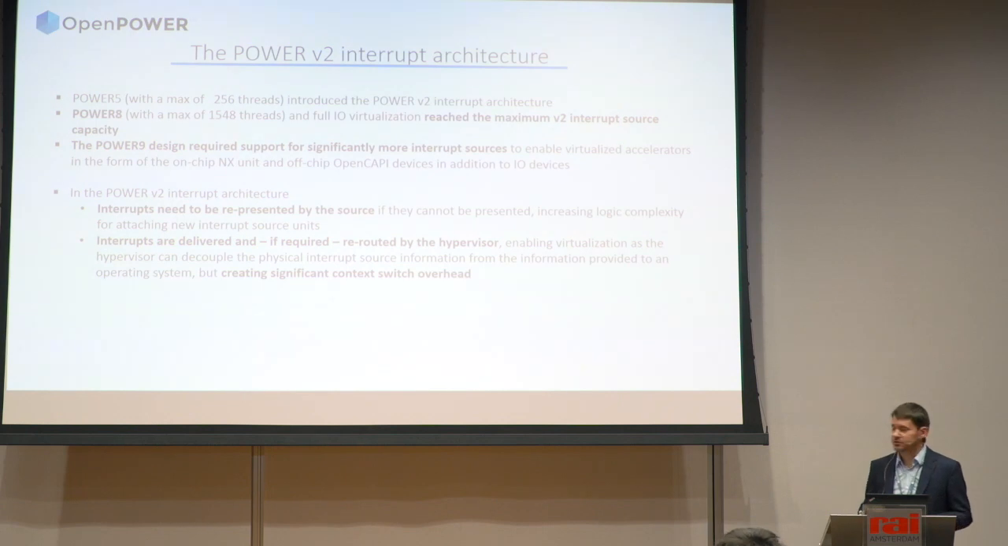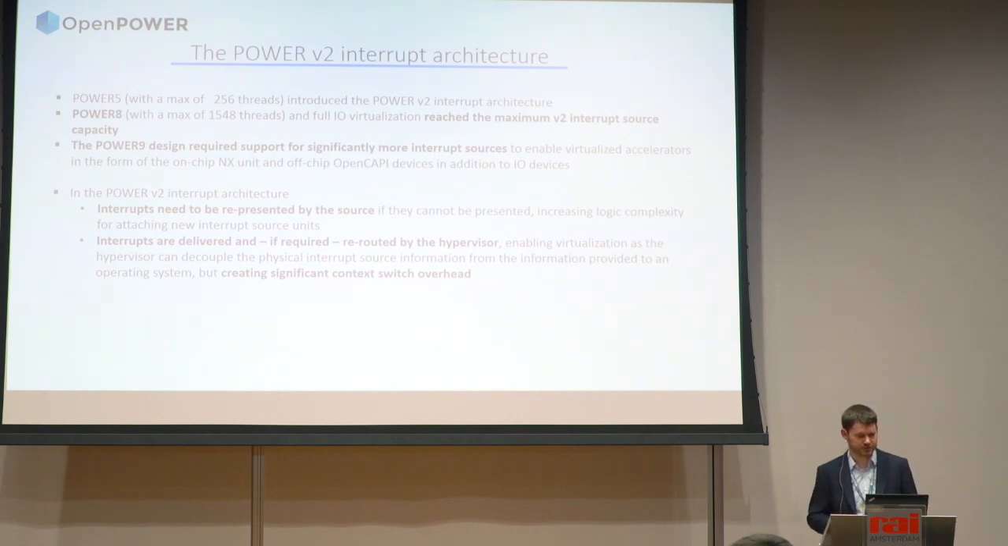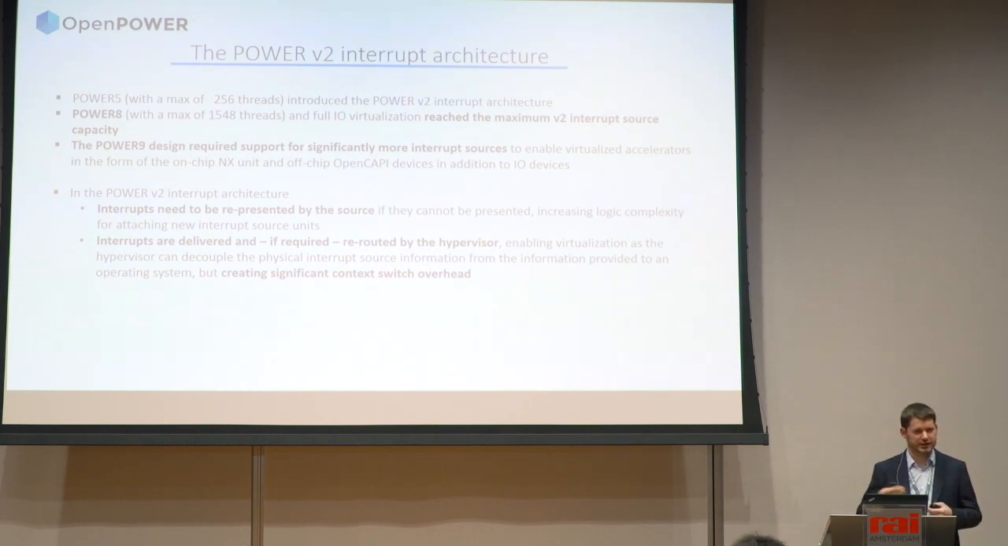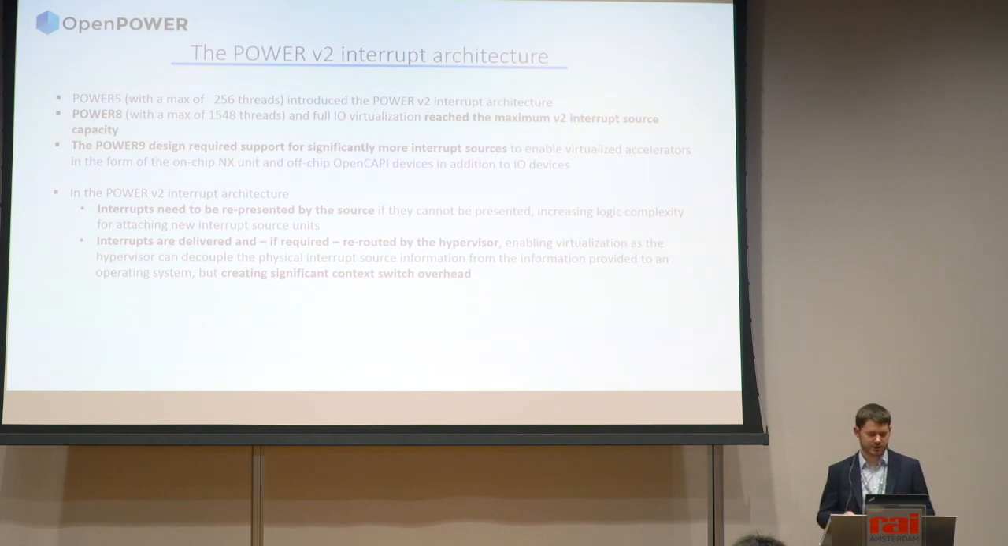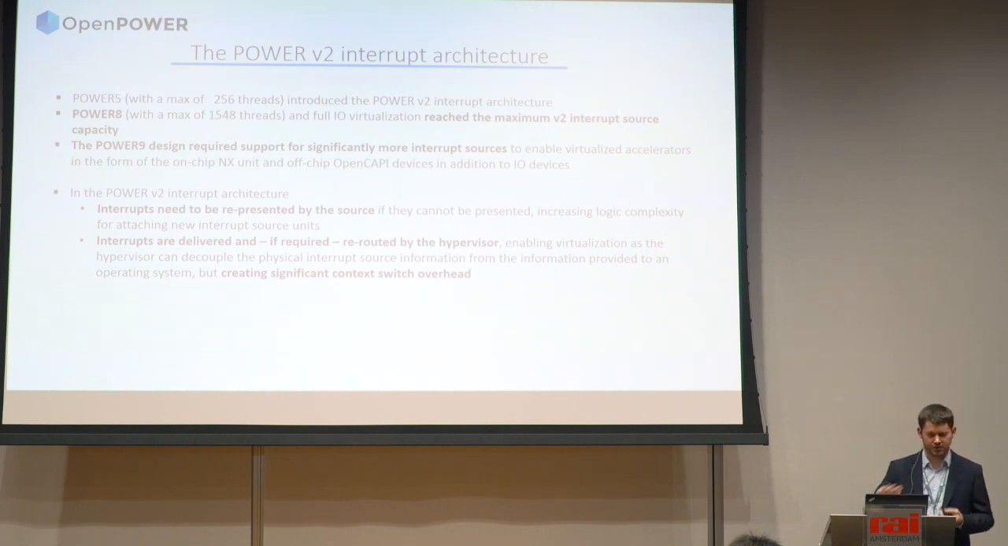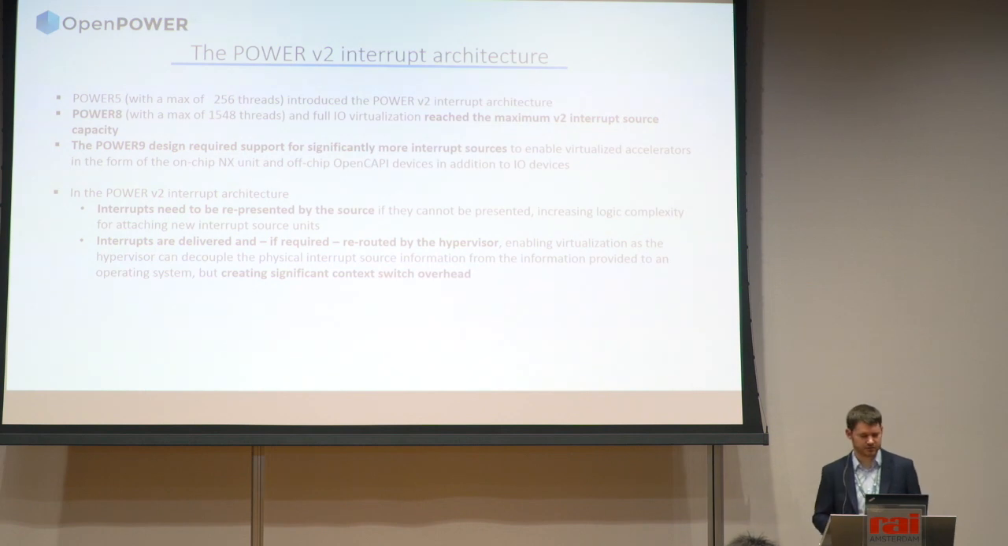So that added complexity to the individual interrupt sources. Also, all the interrupts were delivered through the hypervisor, and the hypervisor was then also doing rerouting if required. If the hypervisor determined it's better to serve that interrupt somewhere else, it was up to the hypervisor to reroute it, which has the advantage that you can virtualize the interrupt, so you can hand virtualized interrupt information to the operating system. But at the same time, it of course adds significant overhead because you have to add the context switches to branch into the hypervisor and then back into the operating system.